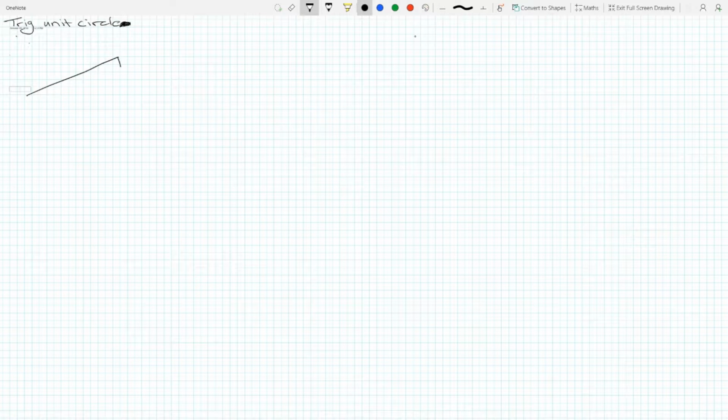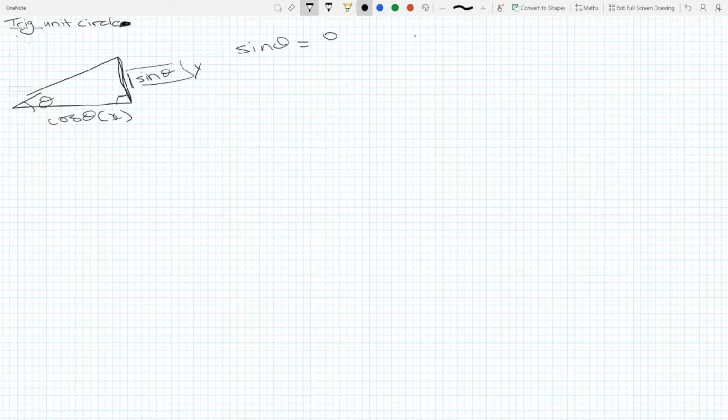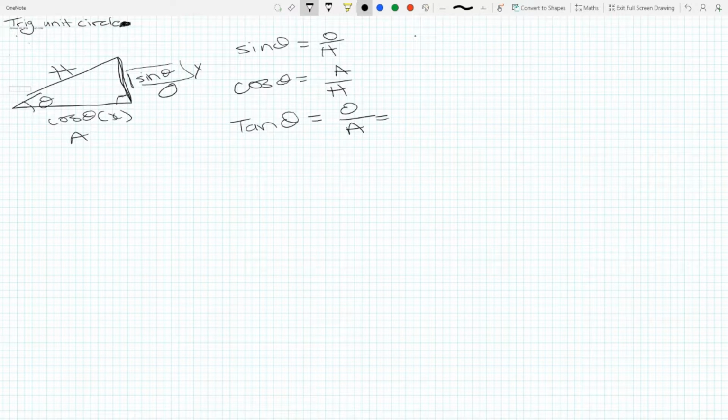Alright, so let's say we have a right triangle here, and this is our theta. The length of this side will be equal to sine theta, and the length of this will be equal to cos theta. You could even think of that as y and that as x. We know the basics: sine theta equals opposite over hypotenuse, cos theta is equal to adjacent over hypotenuse, and tan theta is equal to opposite over adjacent, which is the same thing as saying sine theta over cos theta.